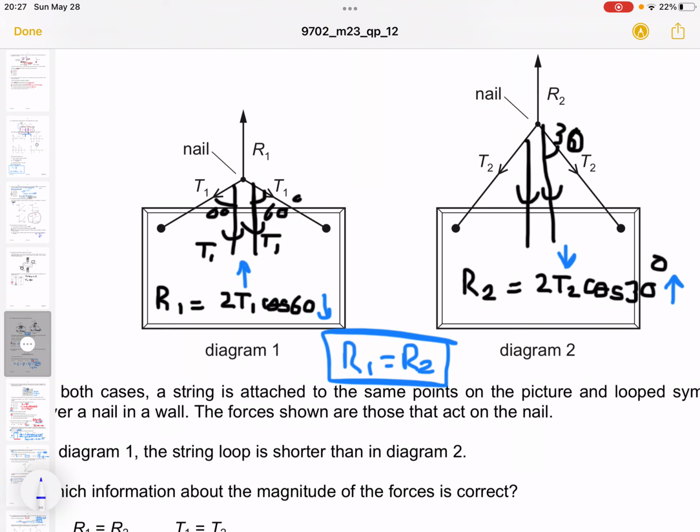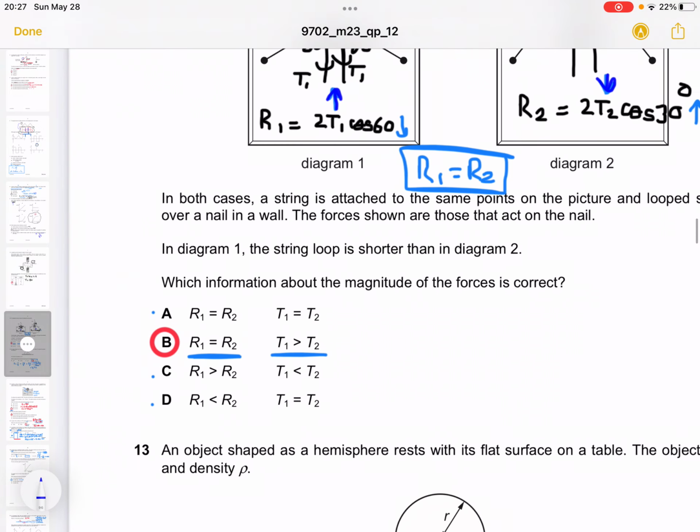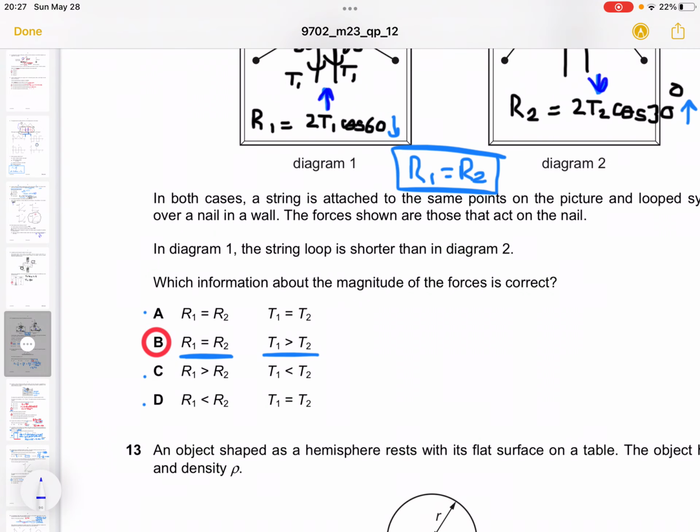a greater value. So if cos 60 is a smaller value, T1 must be greater and T2 must be smaller. So T1 is greater than T2 if R1 is equal to R2. So B is the appropriate answer. The rest would not correspond with the above equation.